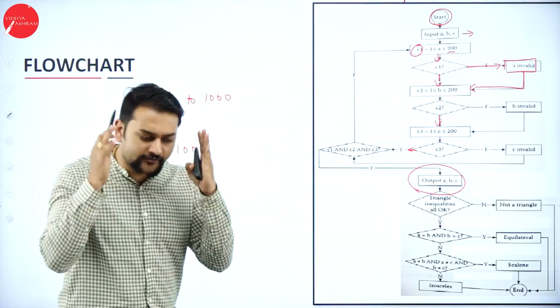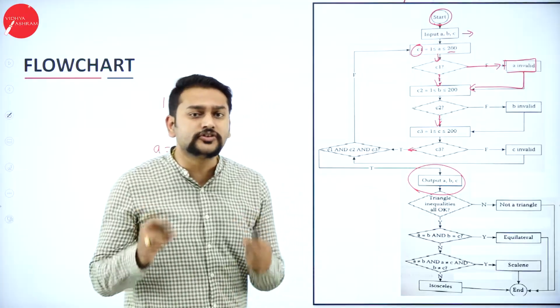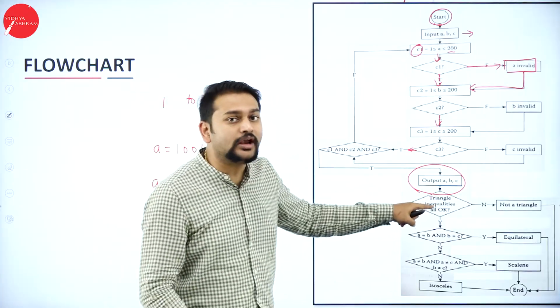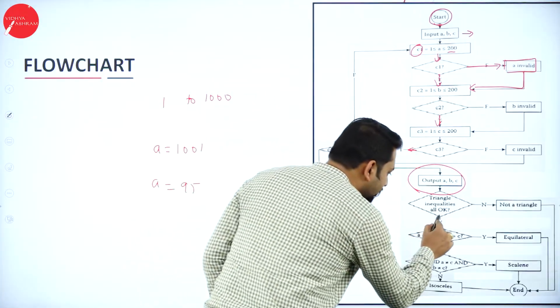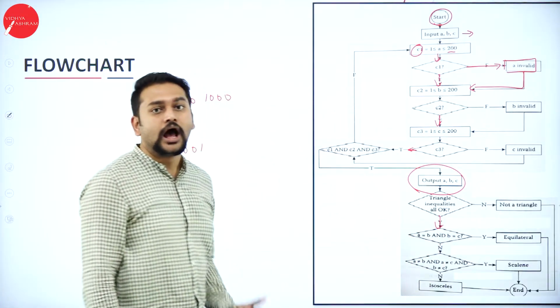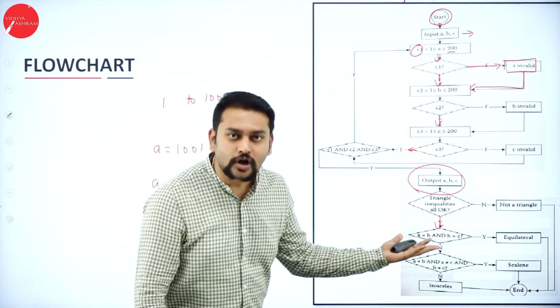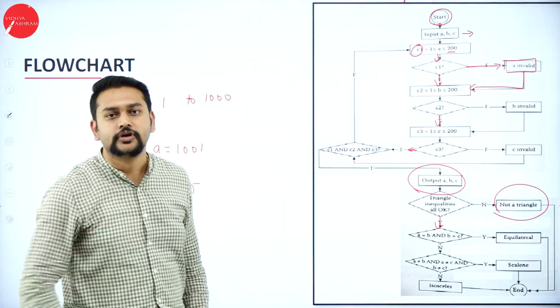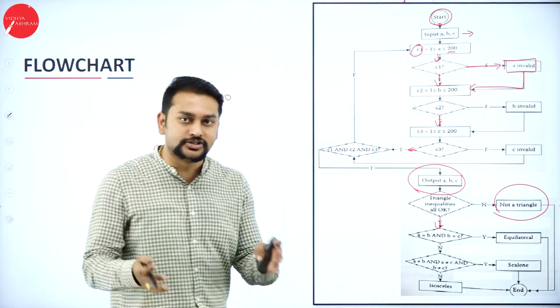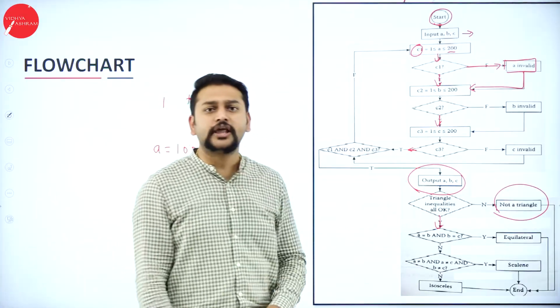I have output A, B, C. So I have a condition to be tested here. What is the condition that I have? Triangle inequality. Suppose this condition is true, then it will check for the next condition. Otherwise, if the condition is not true, it will directly print not a triangle. That's what you need to observe. Let's imagine the condition is true. It is going for the next condition.